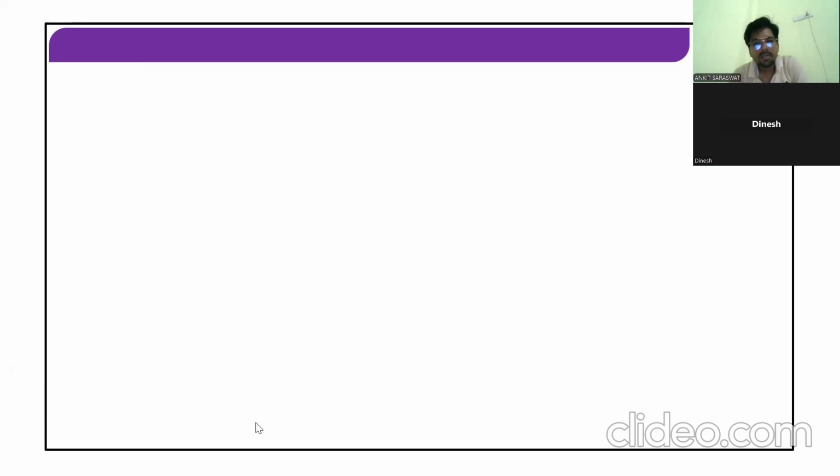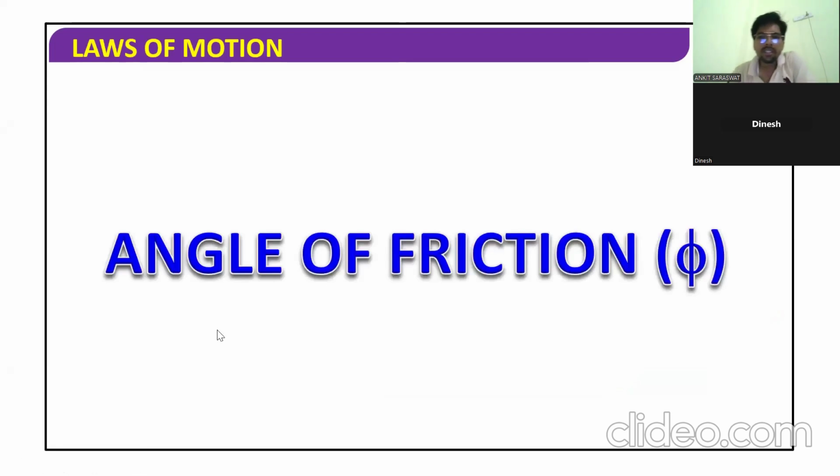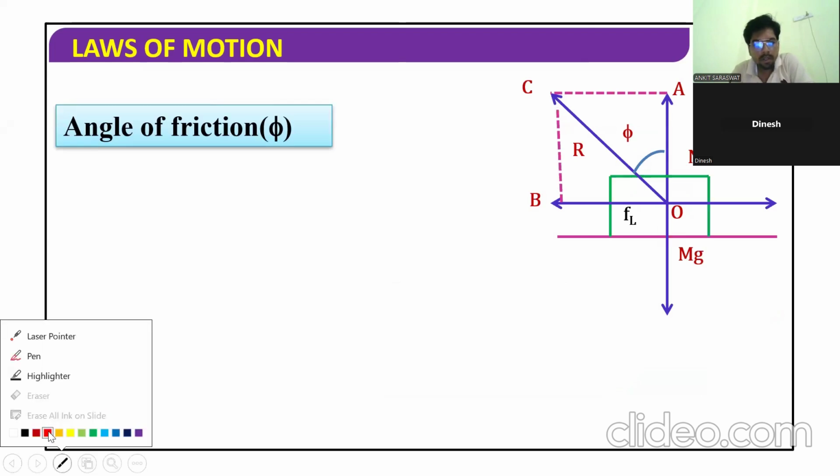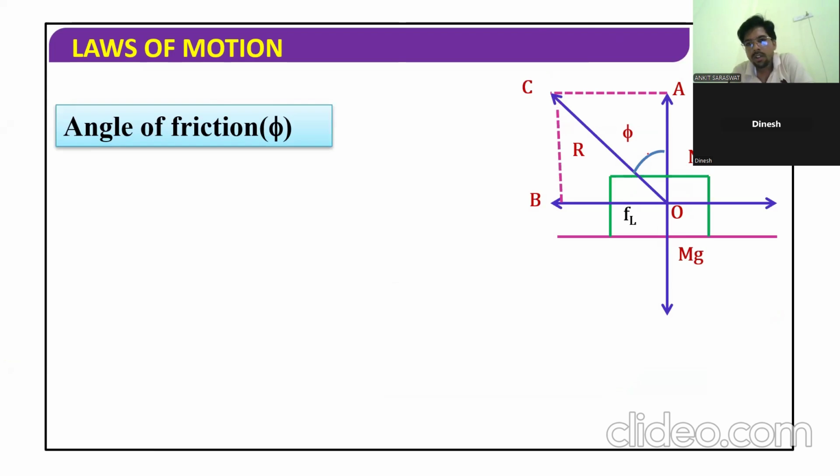Okay, sir, let's start the discussion. Laws of motion. Today we will learn angle of friction. Already we have learned it, just revision is going on to brush up the concept. Angle of friction means, R is the, what is R? R is the resultant contact force. One component is normal, one component is limiting friction, that is FL. One is gravity, mg. And phi is the angle of friction.